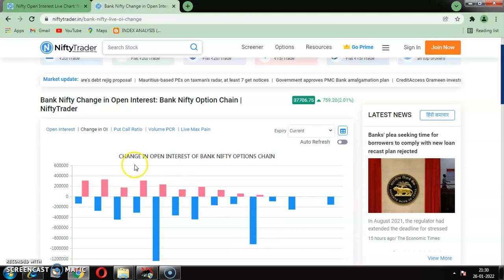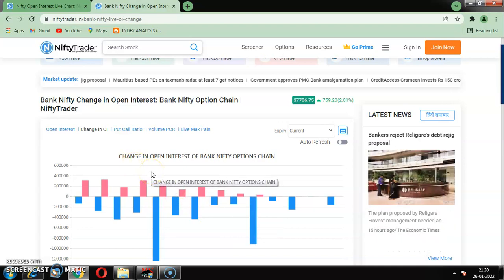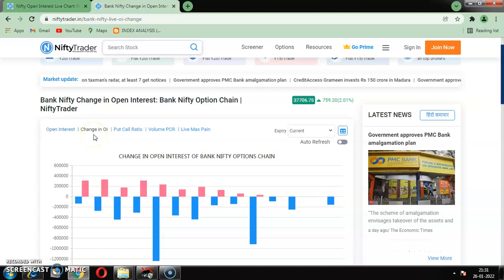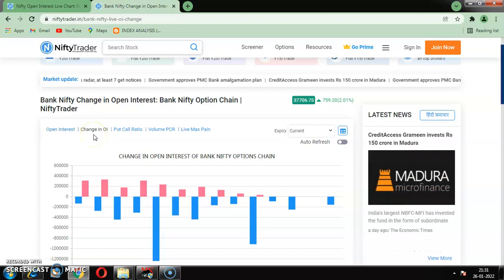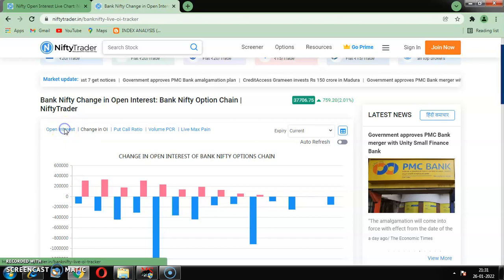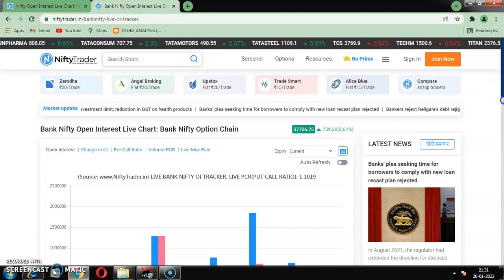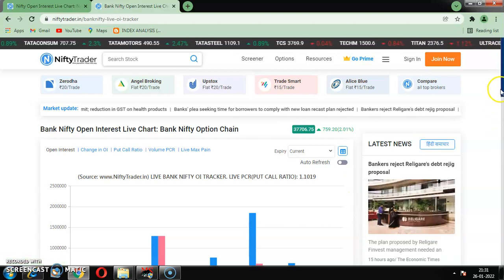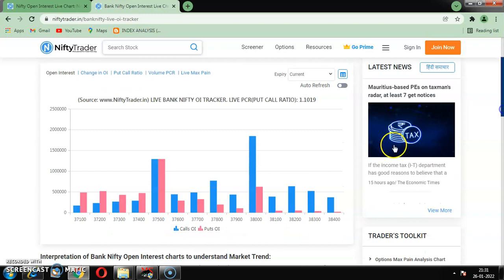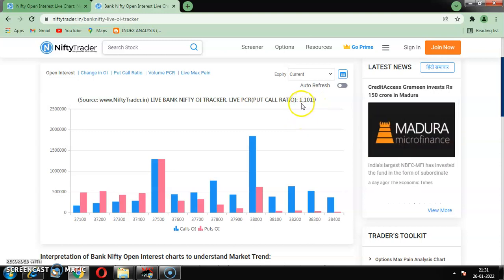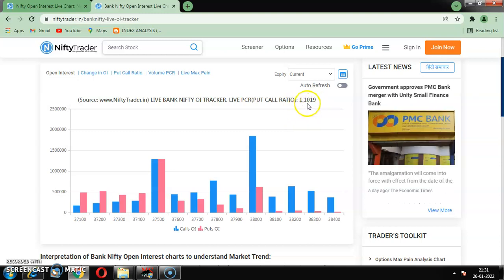So as far as the change in open interest is concerned, there is a possibility of more put writing. You know that institutional traders generally, instead of buying calls and puts, basically write the calls and puts. So as far as institutional traders are concerned, there is a possibility of more put writing. If more put writing happens, it indicates bullishness. And as far as this data is concerned, definitely it is showing a positive indication, because the put call ratio is more than one, right?